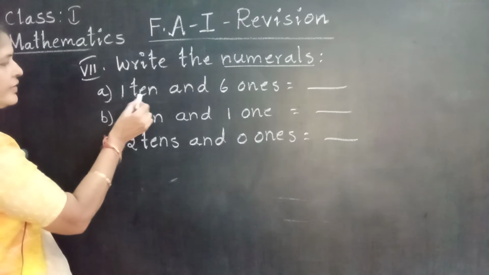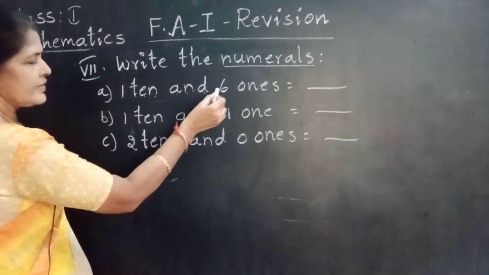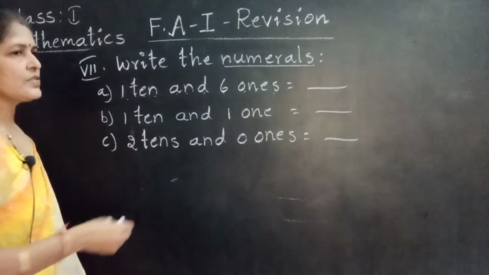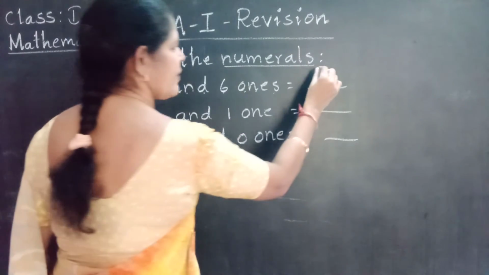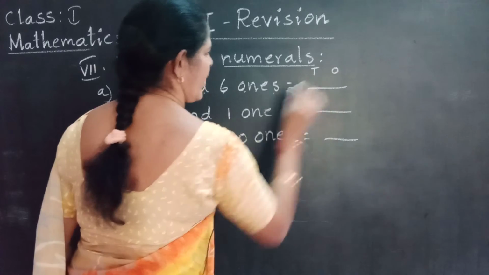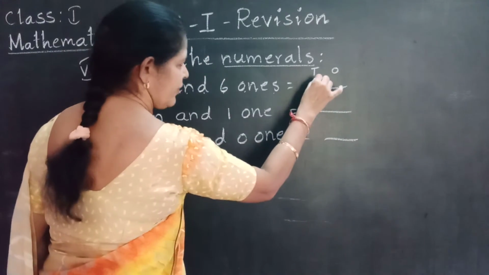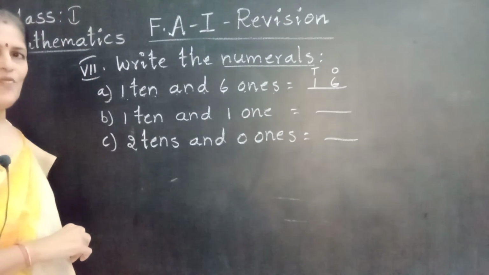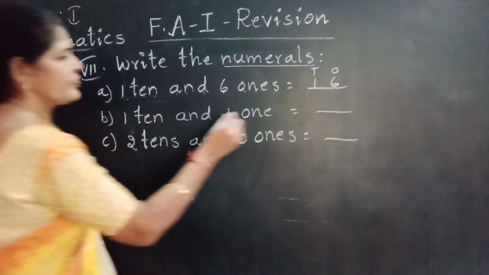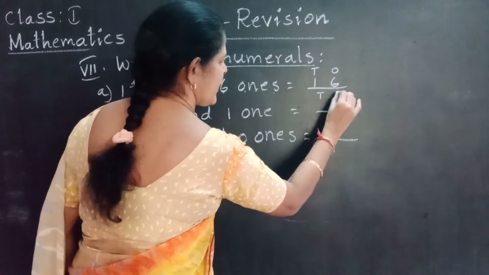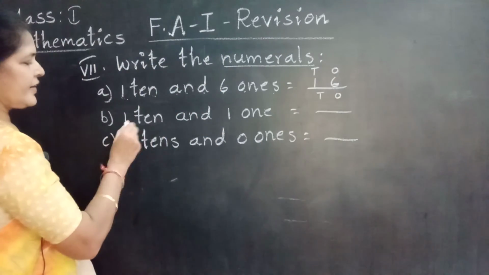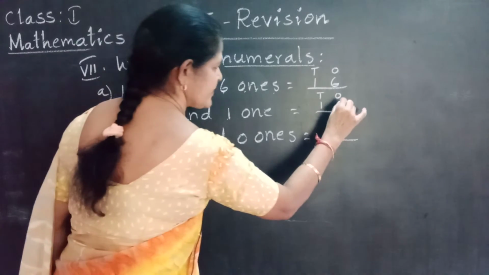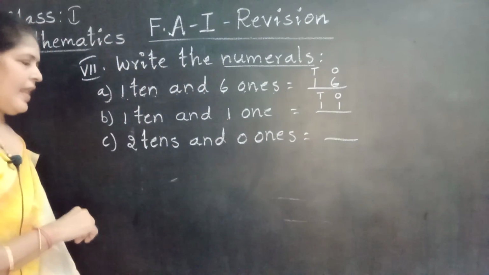Read: 1 ten and 6 ones. That means what is the number? Tens place, ones place. 1 right in the tens place, 6 right in the ones place. 16. What is the number? 16. Next step. Again put the places. Tens place, ones place. 1 ten. 1 right in the tens place, 1 right in the ones place. Now what is the number? 11.